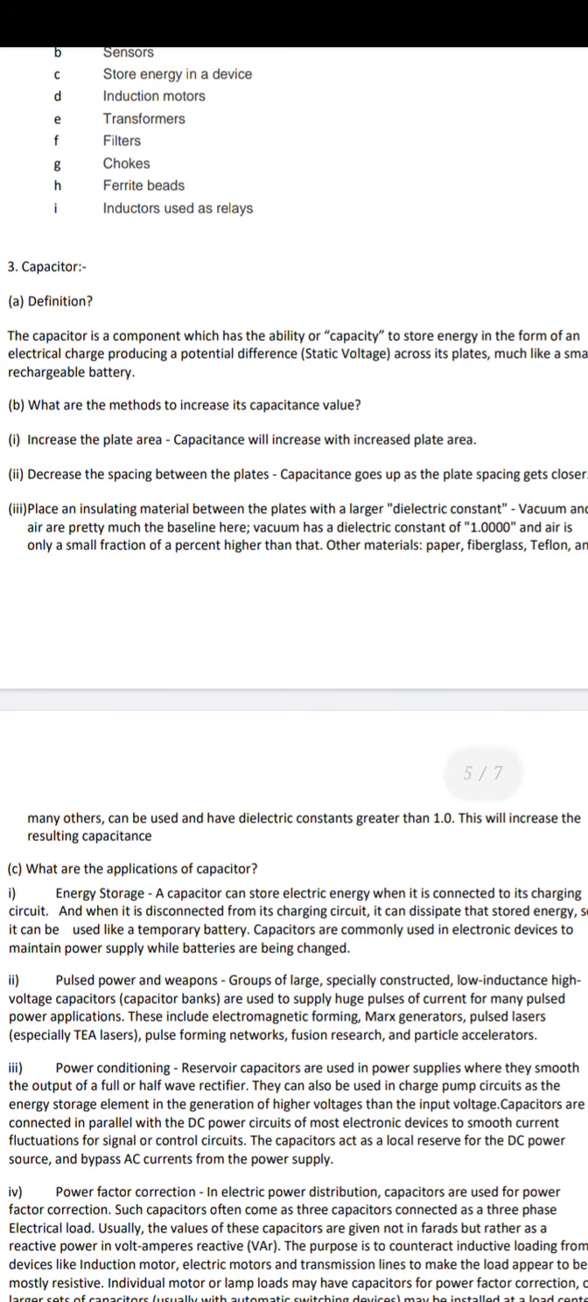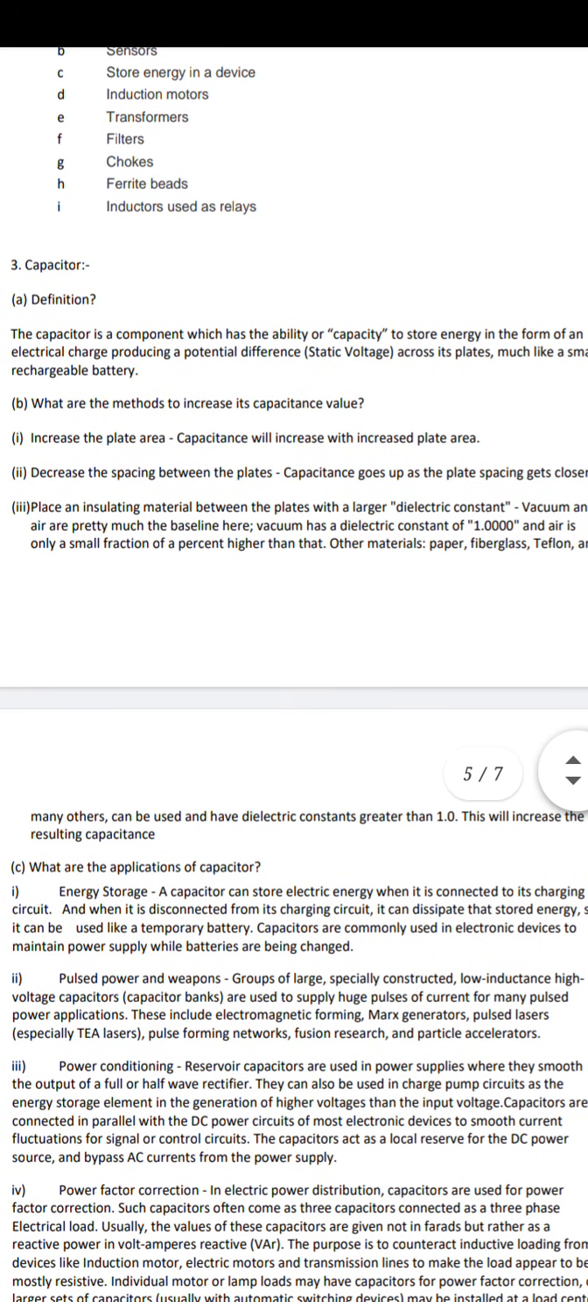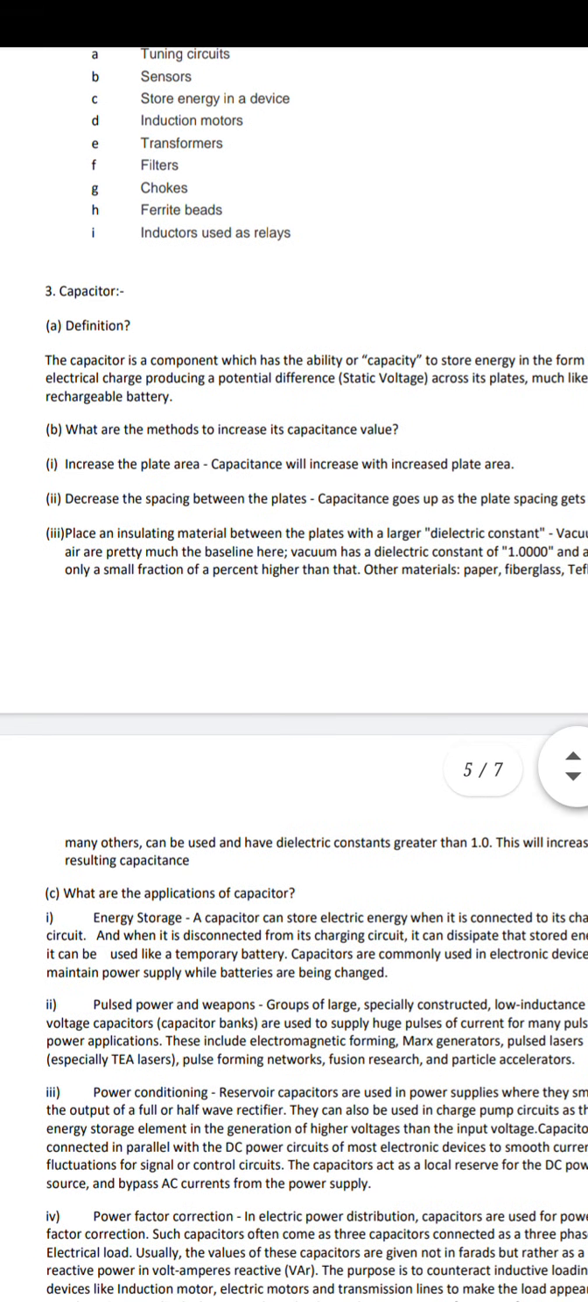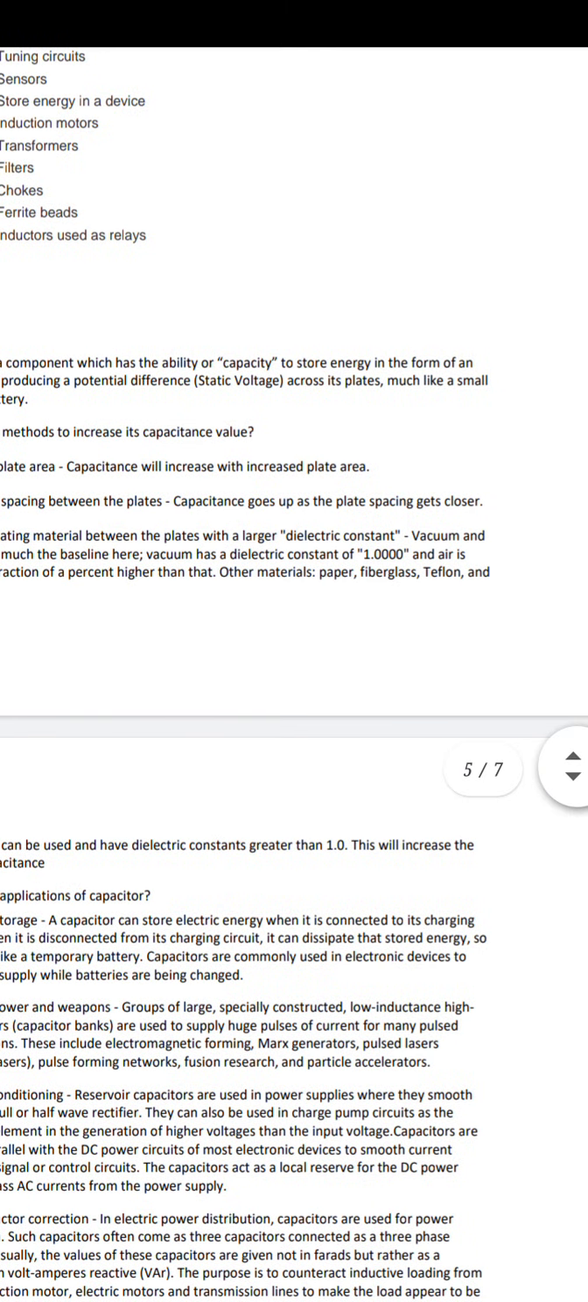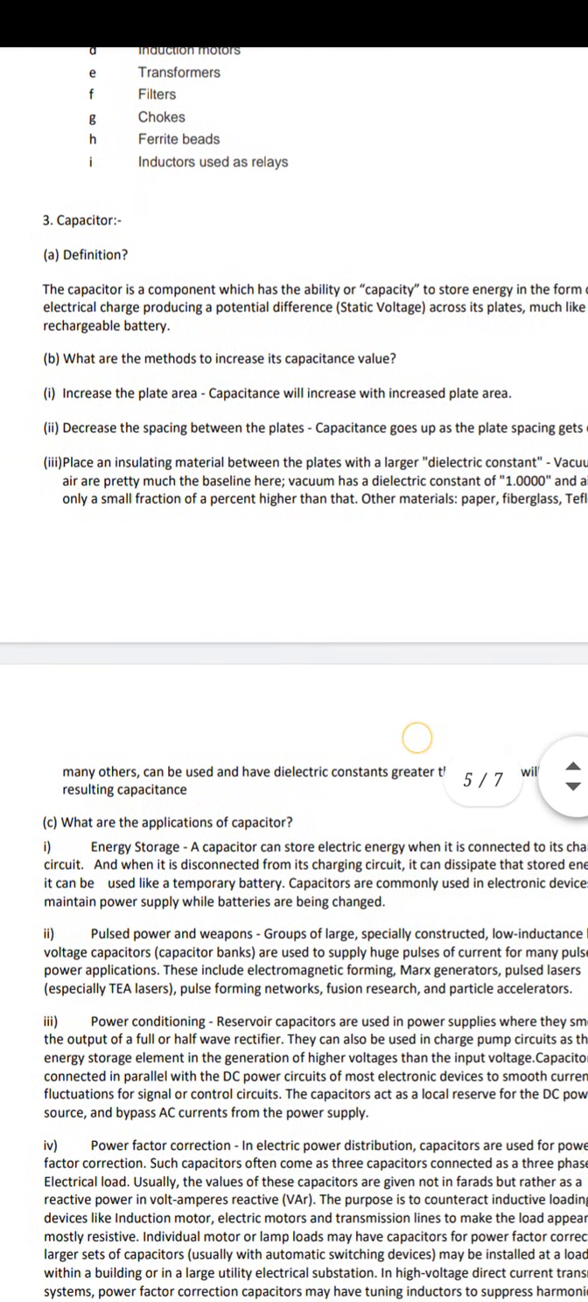What are the methods to increase the capacitor value? First method is to increase the plate area. Capacitance will increase with increased plate area. Second method is to decrease the spacing between the plates. The capacitor gap, the plate spacing, gets closer.